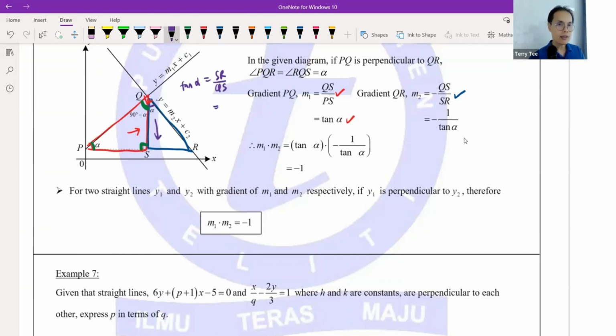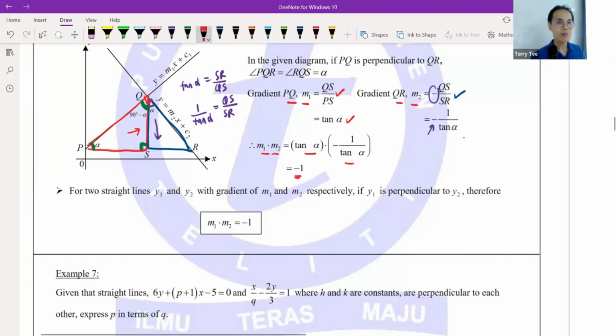Now, if I take SR over QS and invert it, it becomes QS over SR, which is 1 over tangent alpha. But since I have a negative in front, I need to put negative 1 over tangent alpha. So I've got two gradients already. Gradient of PQ is m1, gradient of QR is m2. I multiply together tangent alpha times negative 1 over tangent alpha. What's the answer? Negative 1.